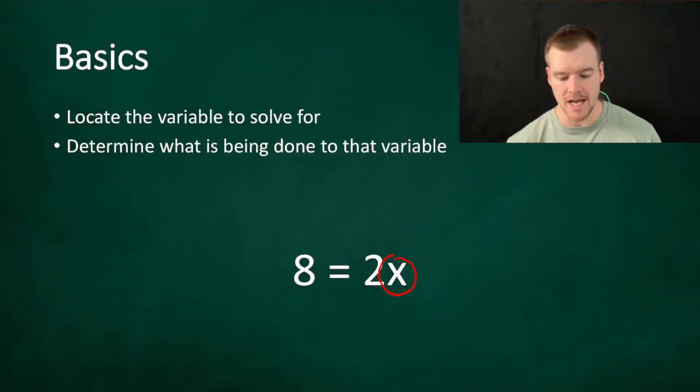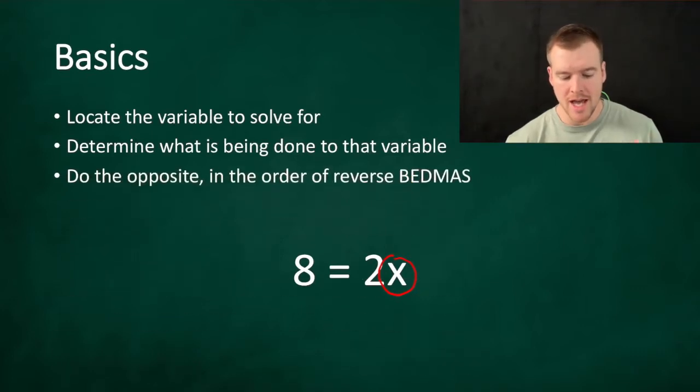Determine what's being done to that variable. So we can see that 2 is right beside x, and x is being multiplied by 2. So we just need to know what's happening to it. It's being multiplied by 2. And do the opposite in the reverse order of BEDMAS.